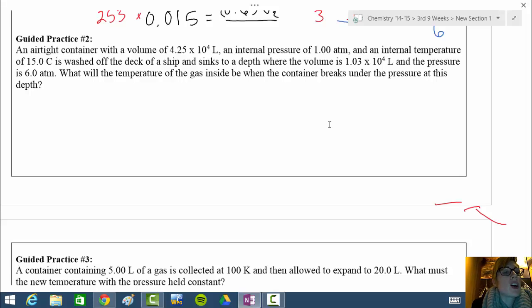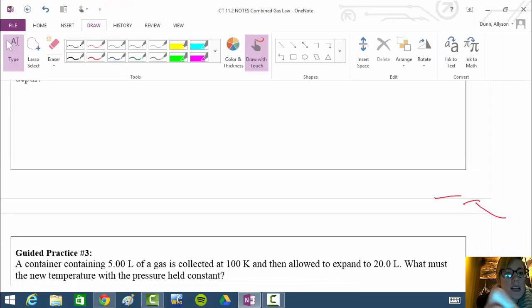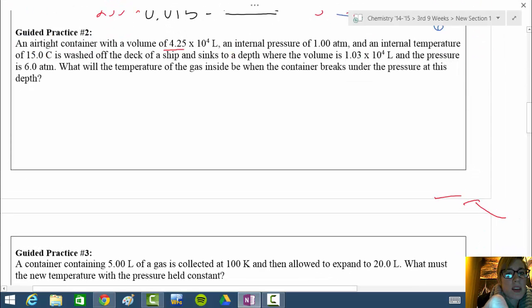It says an airtight container with a volume of 4.25 times 10 to the 4th liters and an internal pressure of 1 atm and an internal temperature of 15 degrees C is washed off the deck of a ship and sinks to a depth. So here's our action. This is the change. Okay, so this container is dropped into the ocean. So that is the change. So anything before the change are all ones.